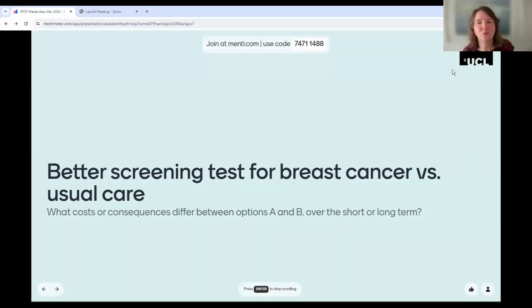So, better screening test for breast cancer versus usual care. If we're in this situation where we are trialing a new screening test, I've said it's better, which is obviously slightly meaningless. Maybe it's more specific or more sensitive, or some combination of the two, or less painful, or some other improvement on what we currently have. So what could be some differences in costs and consequences between trying this new screening test versus usual care? Do put in your thoughts, thinking about the short term or the long term.